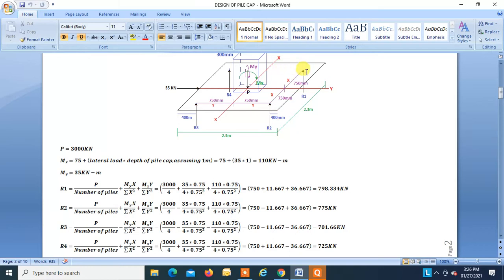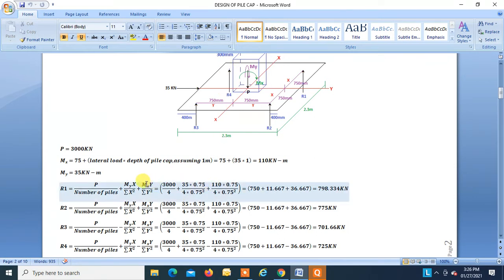So this is x, right? So x is 0.75, so 0.75 divided by the sum of x square. So this is x, this is x, this is x. The sum of x square is the square of this distance plus the square of this distance plus the square of this distance plus the square of this distance, that is 4 into 0.75 square, right?